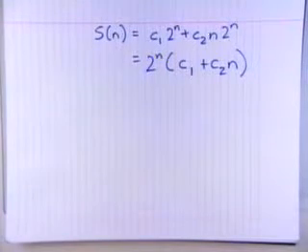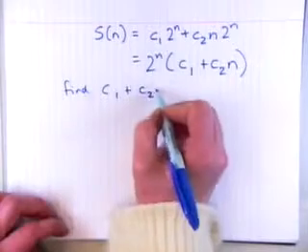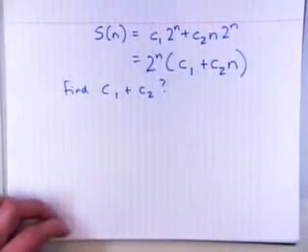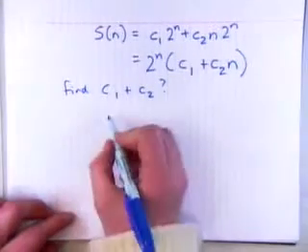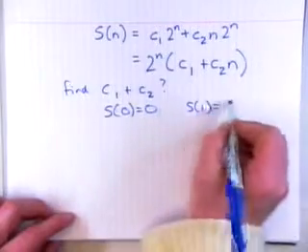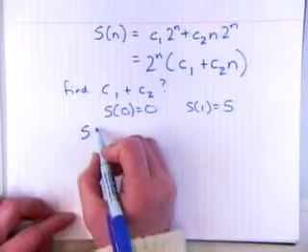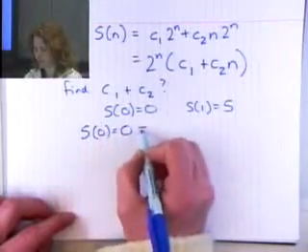So the next step is to find C1 and C2, and I have to use the basis for that. I have S of 0 equals 0 and S of 1 equals 5. And I'm going to use those two in this closed form to find them.